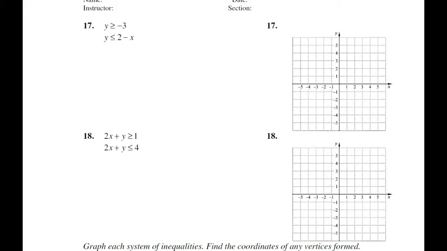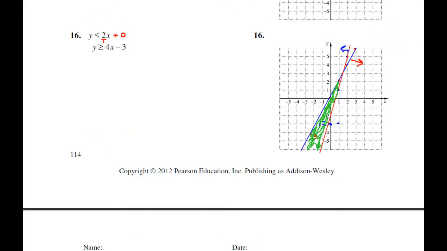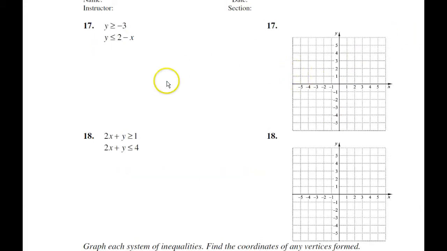And for these, I will do live because we're doing pretty good for the time. This is going to be a horizontal line, a solid line going through -3. So there's my line. And it says we're going to shade above, this direction.